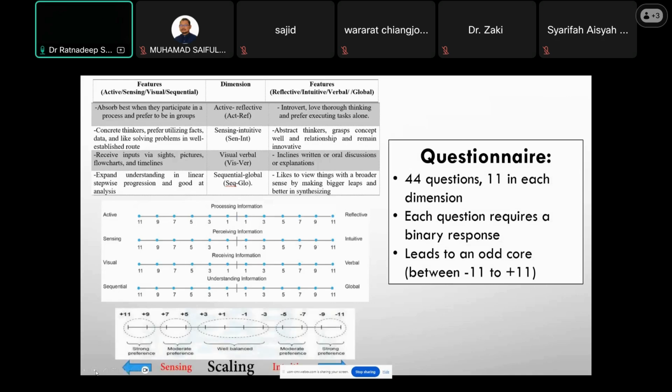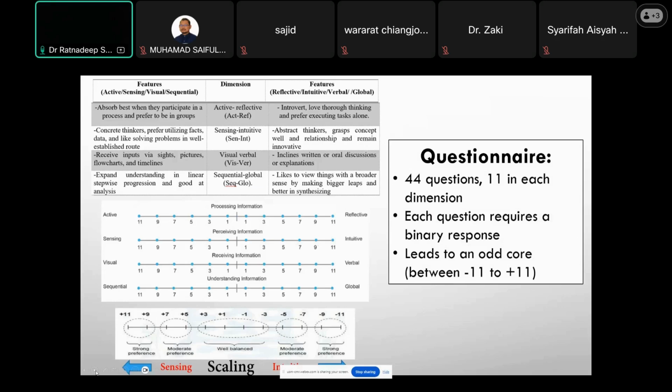So, for example, if we talk about a scale like sensing-intuitive, if someone is ranging between +3 to -3, they are well balanced. If it is +7 to +5 or -5 to -7, they are moderately preferenced. And if they are around 9 to 11, then they have a strong preference. So if someone is +9, we can say that that student has a strong preference towards sensing.